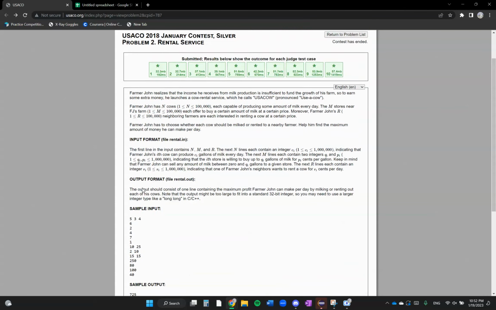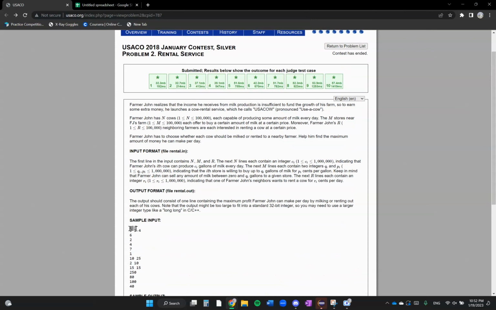So let's take a look at the inputs here. So N is going to be 5, M is 3, and R is 4. Which means there are going to be 5 cows. There are going to be 3 stores that are willing to buy a certain amount of milk at a certain price, and there are going to be 4 neighboring farmers that are interested in renting a cow.